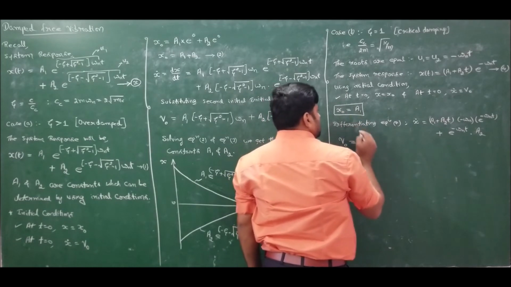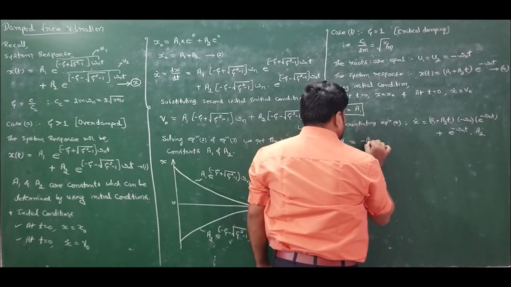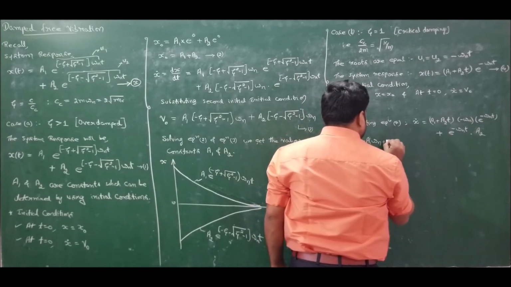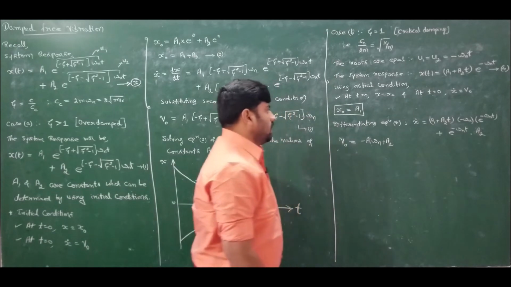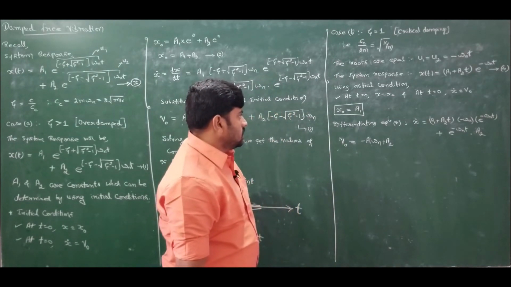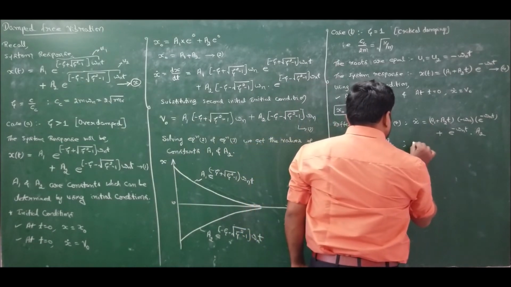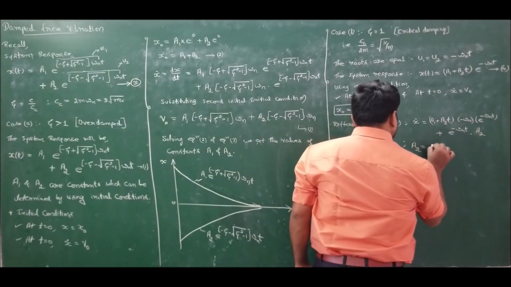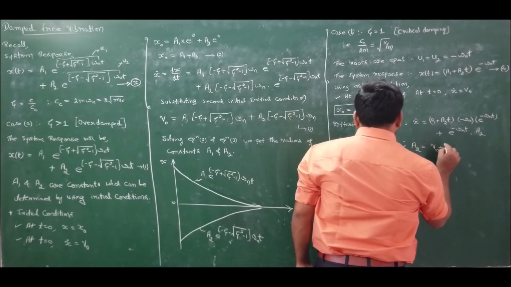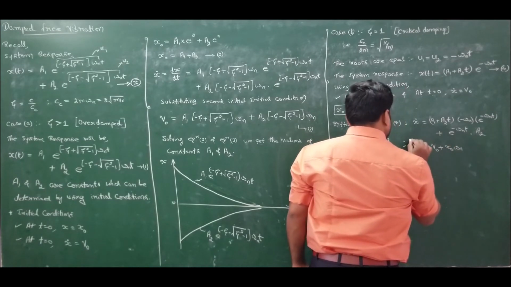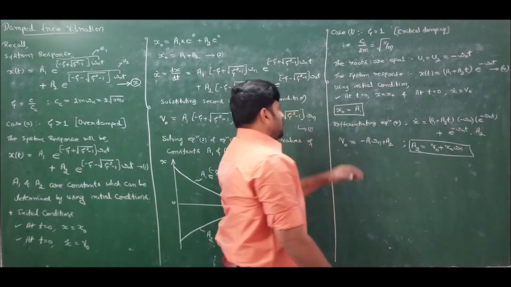What is the value of a1? x naught. Minus a1 omega n. Here I am left with plus a2. This is what I am left with. Correct? 0 into a2 is 0. E to the power of 0 is 1. So minus omega n into a1. So hence, what is the value of a2? a2 will be velocity plus displacement times omega n. So I got the value of a1 and a2.